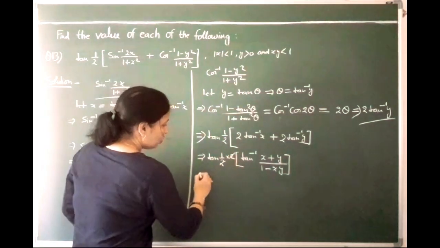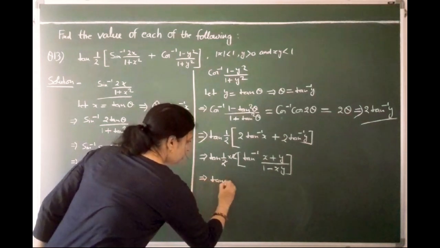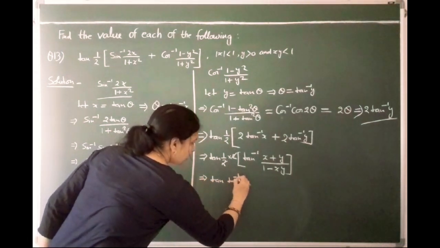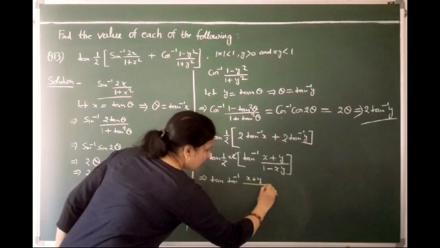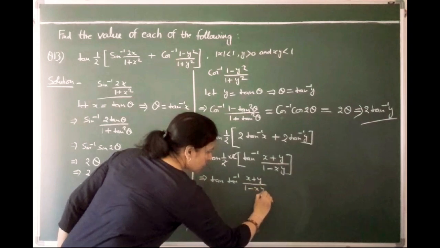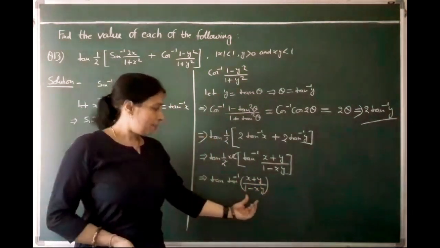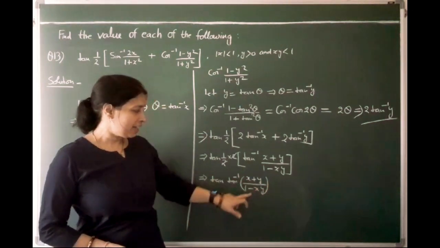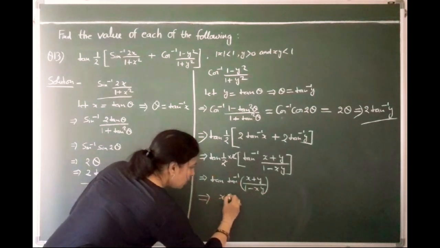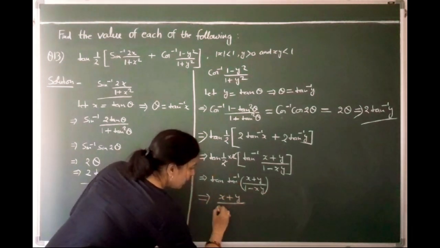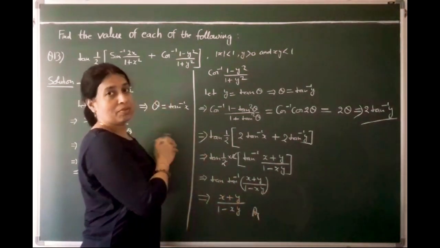So cut this 2. So we can write tan inverse x plus y divided by 1 minus xy. Tan inverse theta will be theta. In place of theta it is x plus y divided by 1 minus xy. So finally we get x plus y divided by 1 minus xy, and this is our answer for this question.